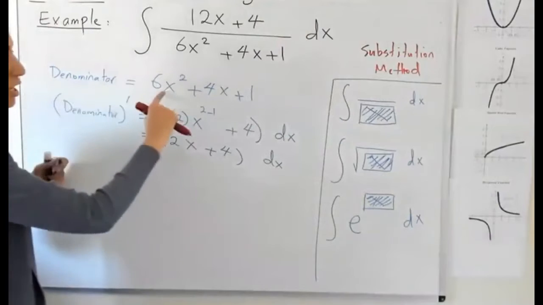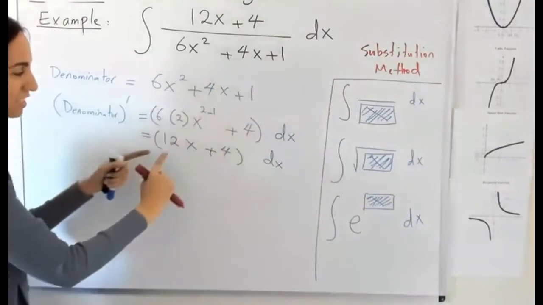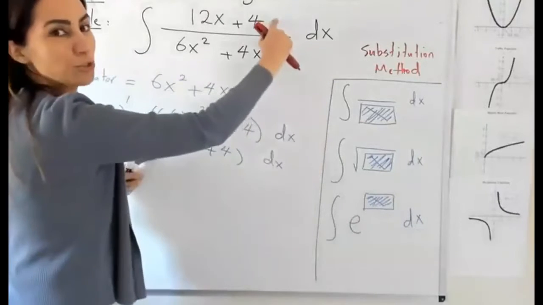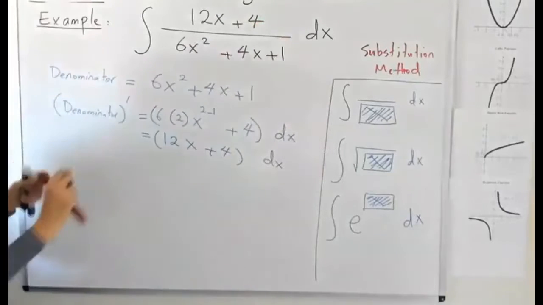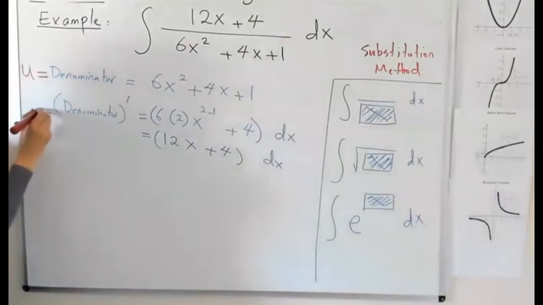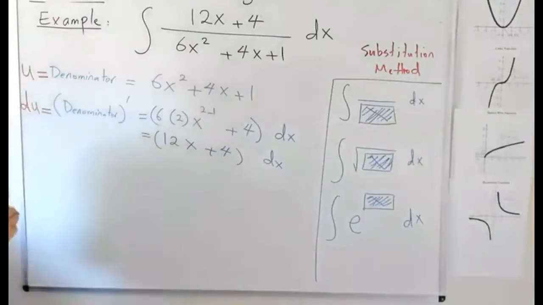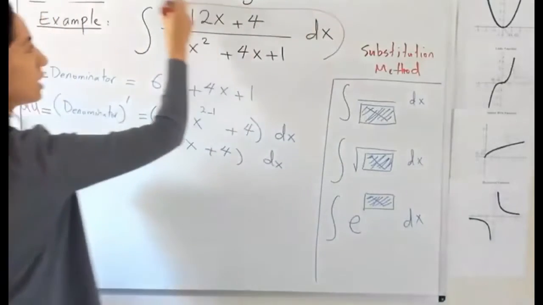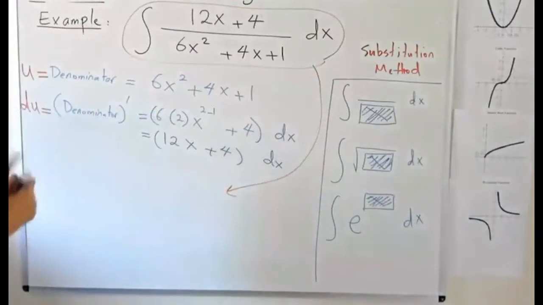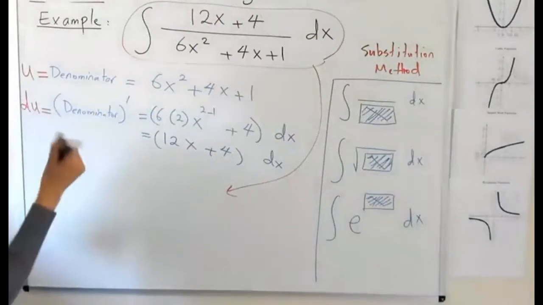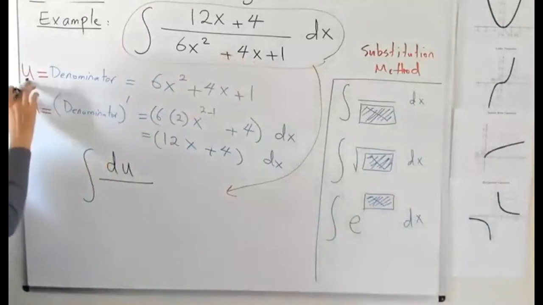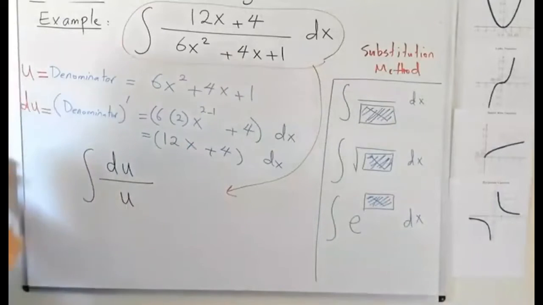Your denominator is a quadratic expression. The derivative of your denominator is a linear expression, which is on your numerator. So we're going to say, this is my u, and this is my du. Then you rewrite your integral using this substitution. Now your integral is the integral of du divided by this expression. We call this u a new variable.